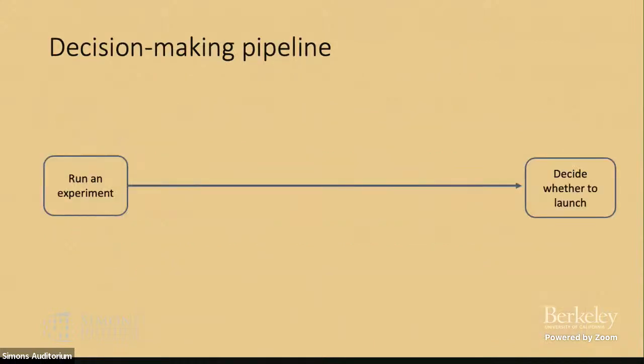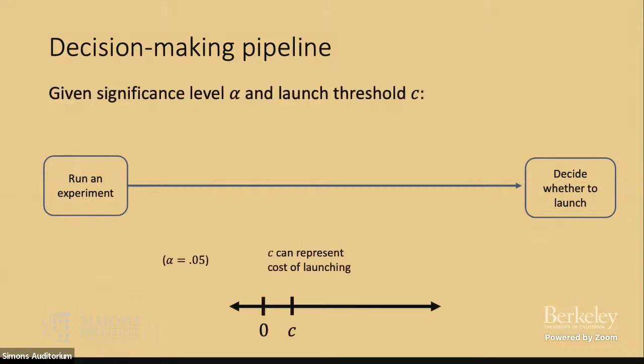So let me first go through how a platform uses experiments to make decisions in the first place. A platform will run an experiment, and then they'll usually decide upfront some significance level that they care about, alpha equals 0.05, and some launch threshold C. You can think of this threshold as the cost of launching this new intervention, where you say, if the benefit of launching these higher quality photos to the entire market is better than the cost, then we want to launch. Otherwise, we don't.